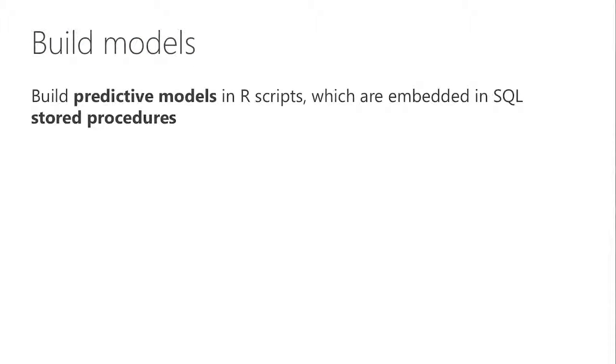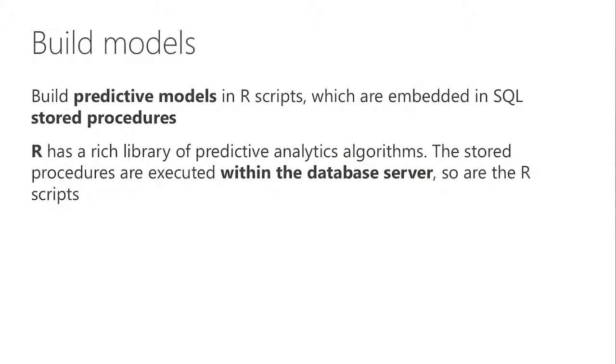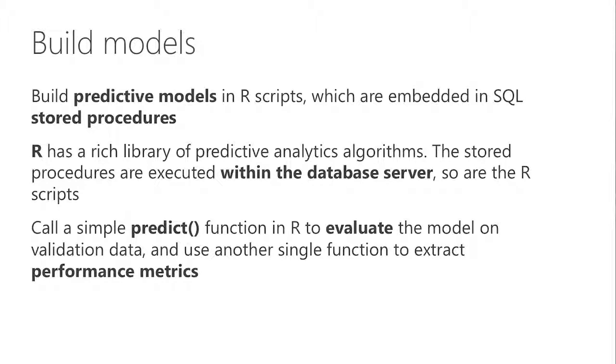Once you are satisfied with your feature set, you can move forward to build your predictive models in R. R has a big, rich library of predictive models such as logistic regression, random forest, and GBM. You can directly embed your R code in a stored procedure to build the model. This stored procedure will be called by a SQL query. After your model is ready, you can call a simple function, predict. This is a function in R to make predictions on the new observations you want to predict.